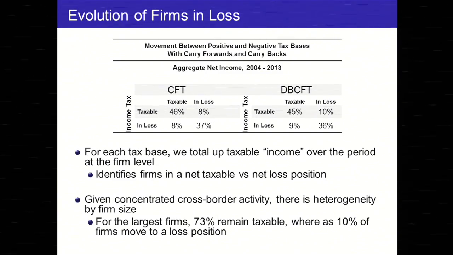So, evolution of firms and loss. What this table is showing is that if firms move from the income tax to, on the left, we have just the cash flow tax, the origin base with no border adjustment. And on the right, we have the destination basis. And what we're trying to figure out is take a tally of firms that were taxable in aggregate in the income tax that remain taxable in the cash flow tax, or in the destination-based cash flow tax.